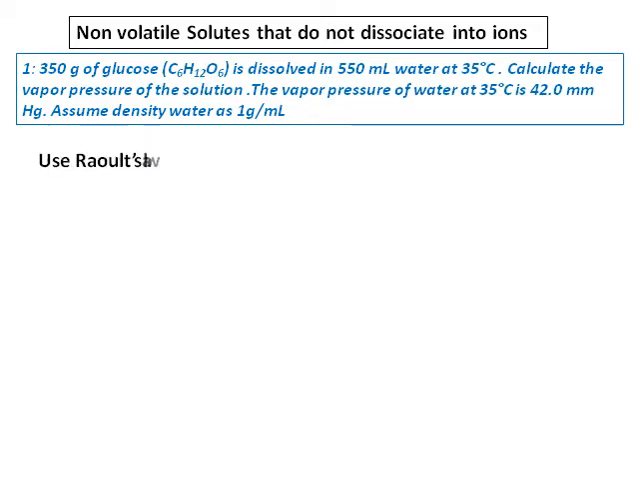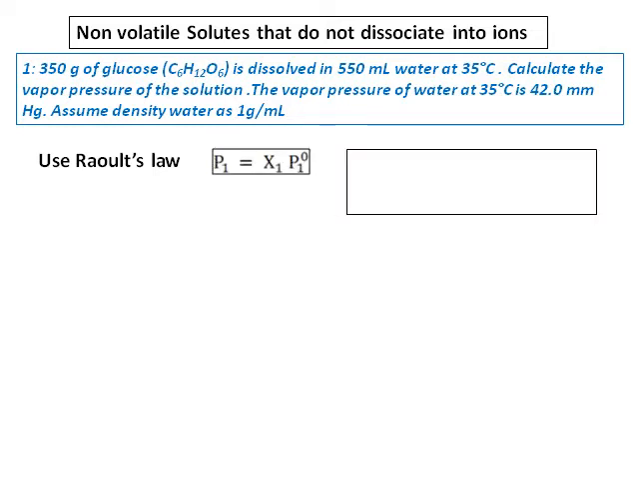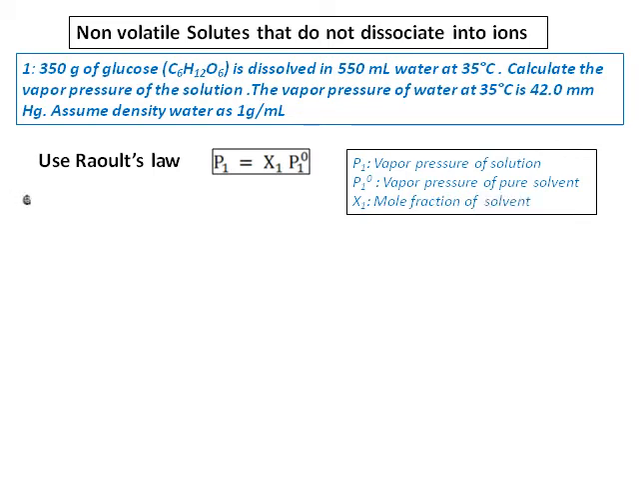So what have they asked us? If you use Raoult's law, you know that they have asked for P1. P10 is given, and in order to calculate P1, I have to calculate X1. In other words, I need to get the mole fraction of the solvent. To calculate the mole fraction of the solvent, I need to get the total moles.